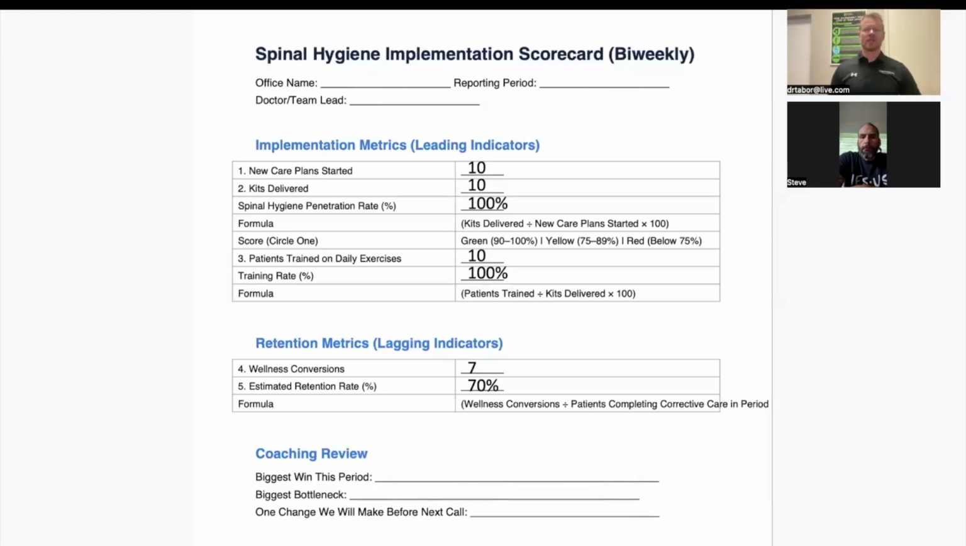All right. So we're going to start slowly implementing this over our coaching calls over the next several months. And I want us to see what it looks like. What are our percentages? What are our retention metrics? How can we improve those? And I think as we're teaching people to take care of their spine better and better and better, our retention metrics are just going to continue to go up.